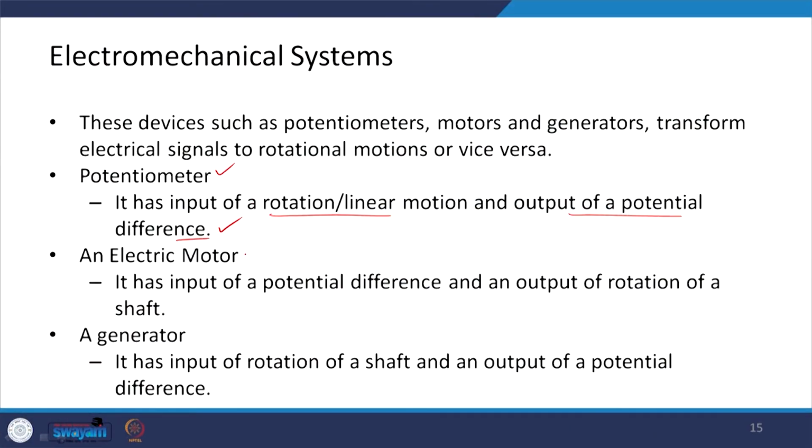So, what does a potentiometer do? Basically it has the input of a rotation or linear motion and output of a potential difference. And an electrical motor has input of potential difference and output of rotation of the shaft. In a generator, it has input of rotation of the shaft and output of the potential difference. So, these are the three examples of electromechanical systems.